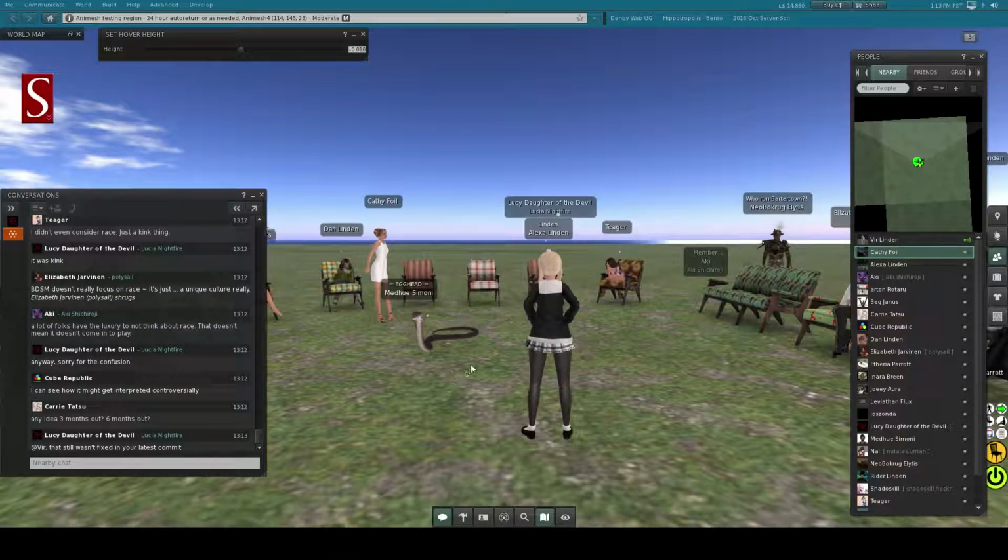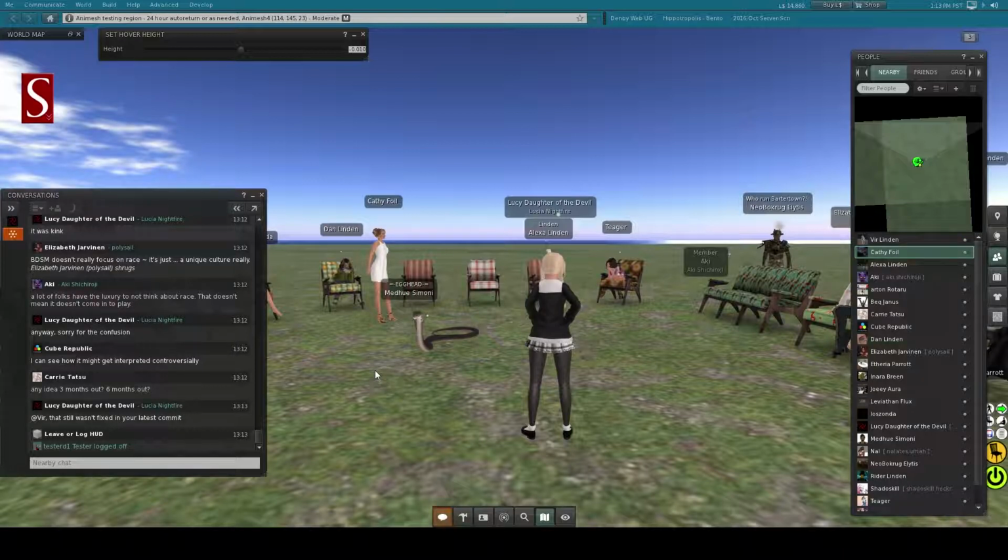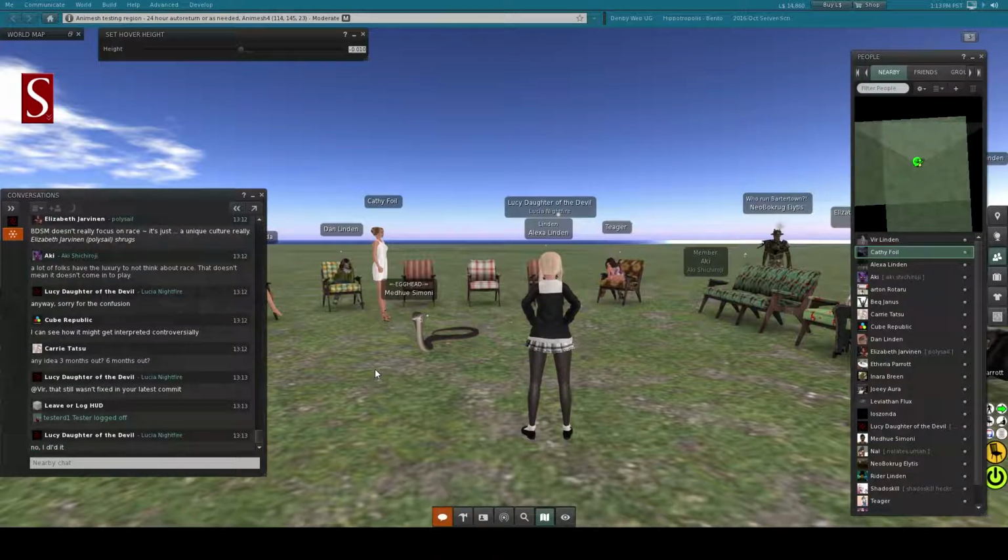Are you building off the commit? We'll see it.